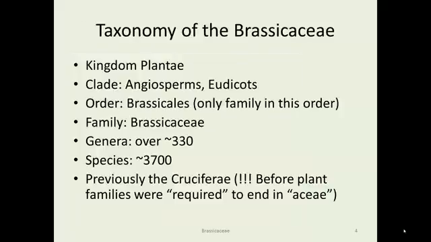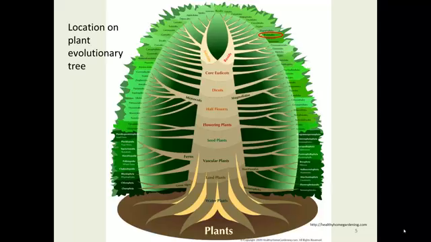A little taxonomy: they're of course in the kingdom Plantae. These are true dicots in the angiosperm clade. Brassicales is the order, and this is the only family in the order. The splitters have been at this family, similar to the Liliaceae. There's about 330 genera left in the family with close to 4,000 species. And as I already mentioned, Brassicaceae were previously called the Cruciferae.